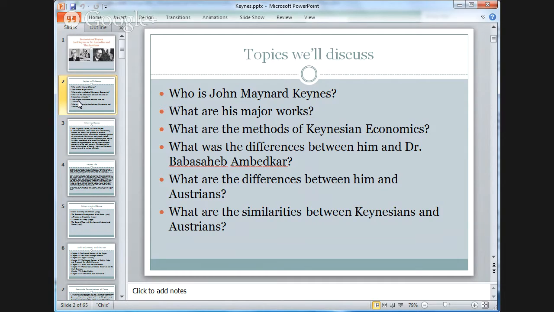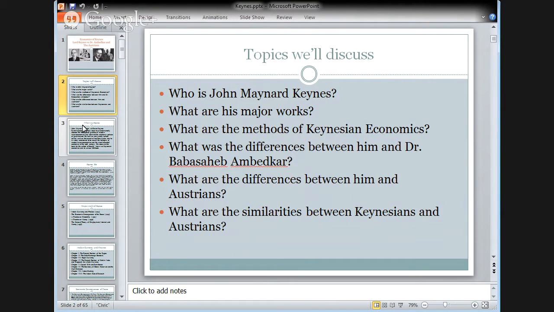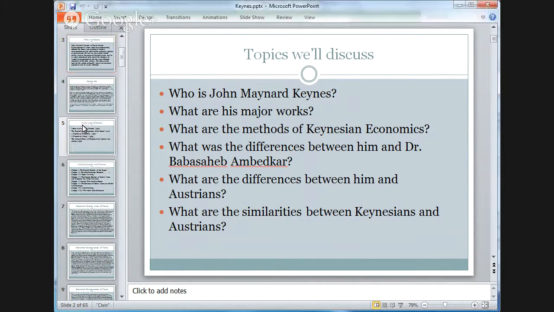And then about Keynes, what are the differences between Keynes and Austrians, and what are the similarities between Keynesians and Austrians. In this lecture, I'm going to cover a lot of stuff, but I'm not going to get into the extreme details of those works. I'm going to give an overview of the thought process of Keynes, and how he approached different economic problems.